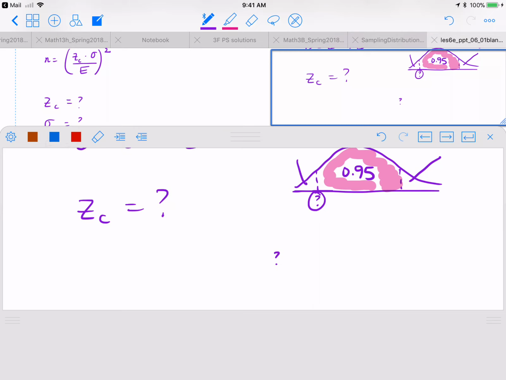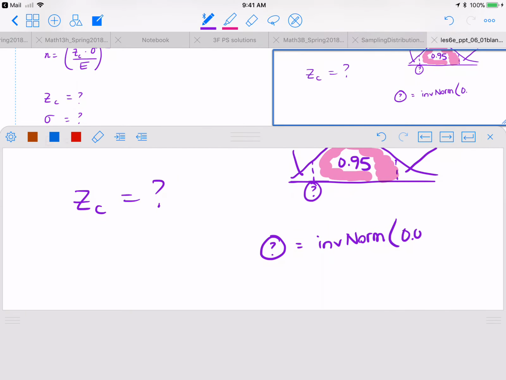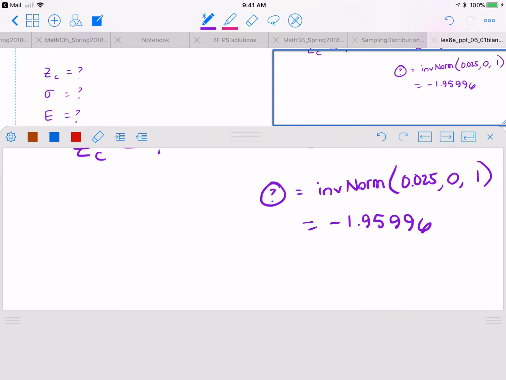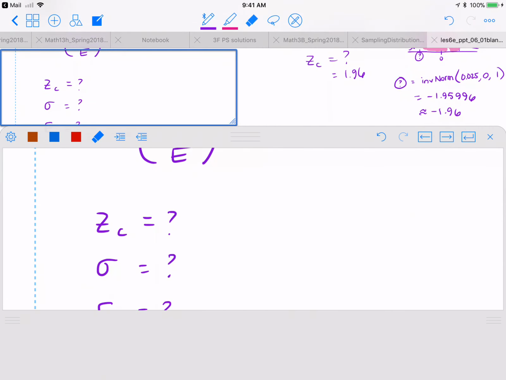That z-score is what we're trying to find. So that z-score is going to be inverse norm. The area that I want to put in is 0.025, my mean is 0, and my standard deviation is 1. On the calculator, second vars to get inverse norm. My area is 0.025, mean is 0, standard deviation is 1. Paste. And I get negative 1.95996. Okie dokie, so that is about negative 1.96. So my ZC is going to be equal to 1.96.